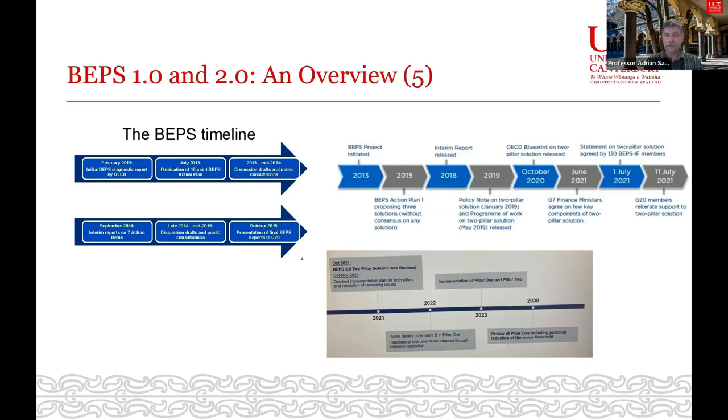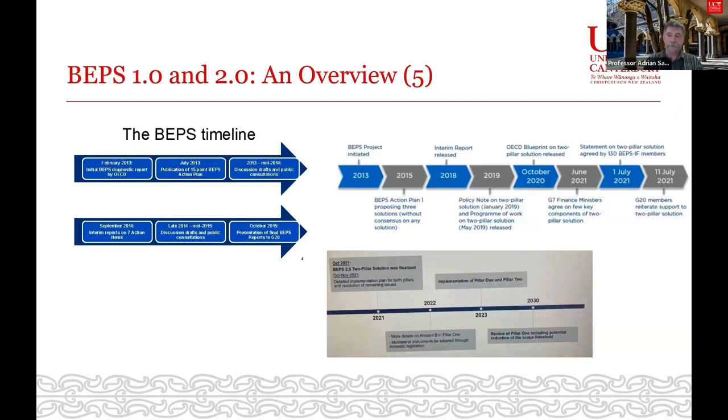This then led to some more detail, and I'll talk more about this in a moment, for dealing with Action 1 on the digitisation of the economy. In 2019, there was the initial two-pillar solution and a program of work. We saw some blueprints in 2020. We saw in June this year, the G7 finance ministers agree to some of the key parts. In July, there was a statement about the 130 forum members agreeing, and then the G20 reiterating its support.